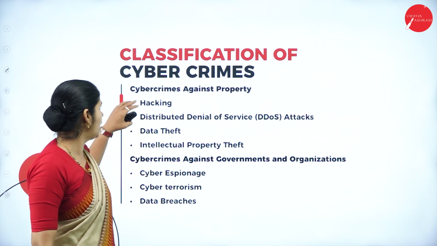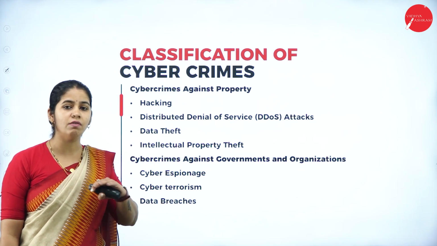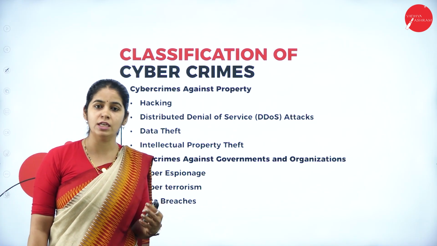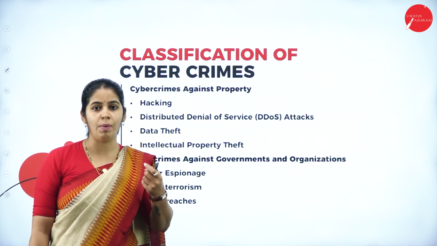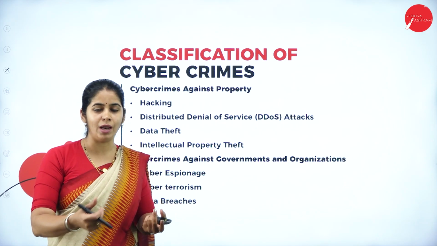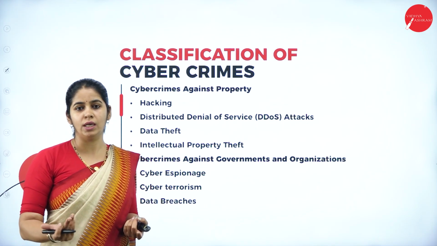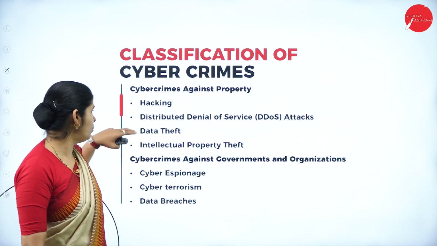Next type of cybercrime is cybercrime against property. Here we consider every device as a property. So hacking a particular device is also one type of cybercrime. Hacking with their credentials, passwords. Whenever you are using your mobile, you will have your fingerprint login or passwords, screen lock password, like that. Hacking those is also one type of crime against property.